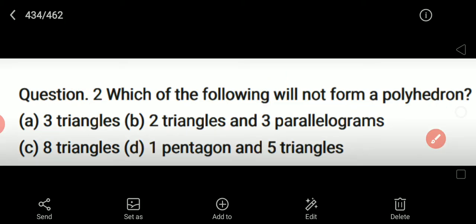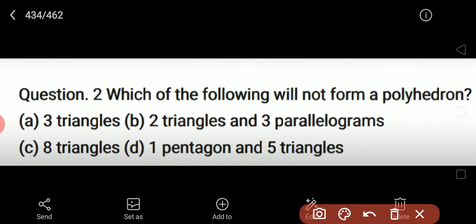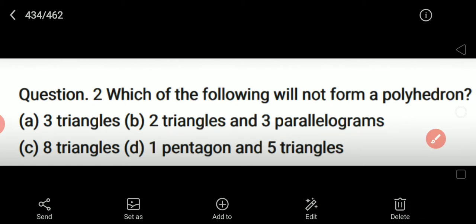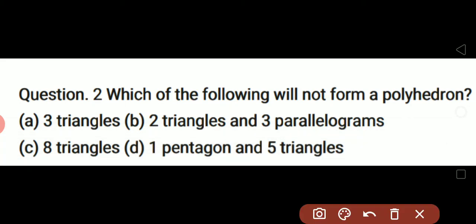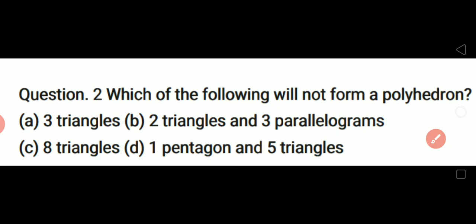Here we have given 2 triangles, right? And 3 parallelograms. So you know this is the case when you take a triangle at the base and a triangle at the top, and they may be congruent figures. And if you join them with parallelograms, one parallelogram joined at every side, so yes, it is possible because it becomes a triangular prism.